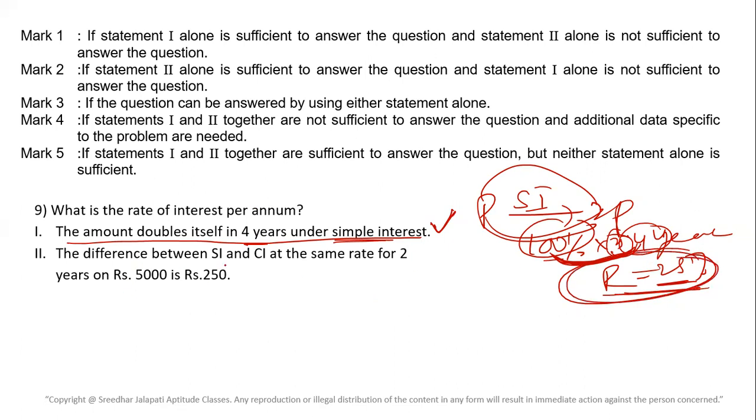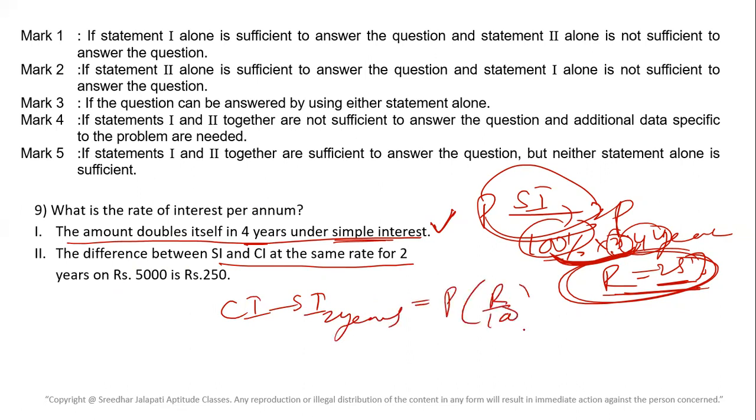Next, the second: the difference between SI and CI for 2 years. We have a formula to find the SI-CI difference. That is, the difference between SI and CI for 2 years on the same money at the same rate of interest is P into (R by 100) whole square. So the difference is given as 250. Principal is given as 5,000.